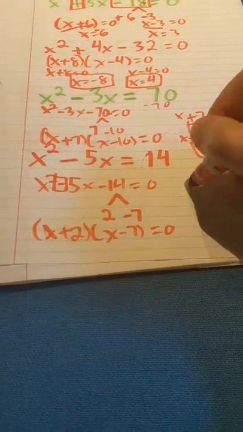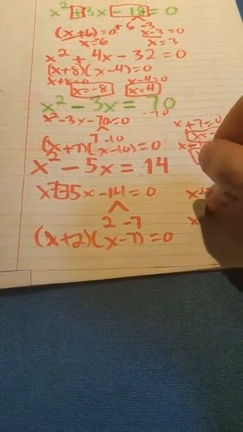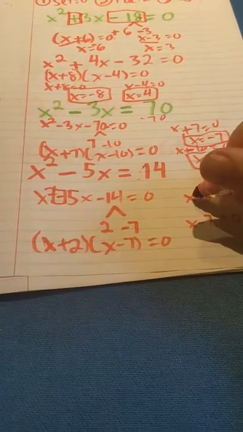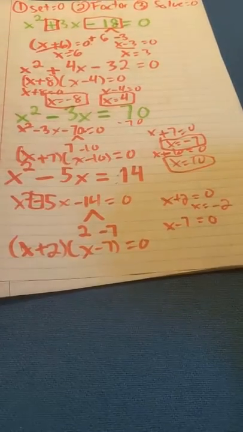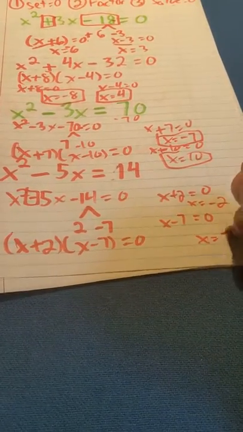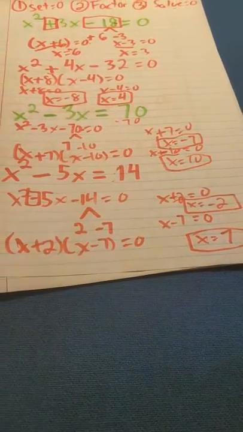Solve them each for 0. So x plus 2 equals 0. x minus 7 equals 0. This one I would get x equals negative 2. And this one I would get x equals 7. And there are our two answers.